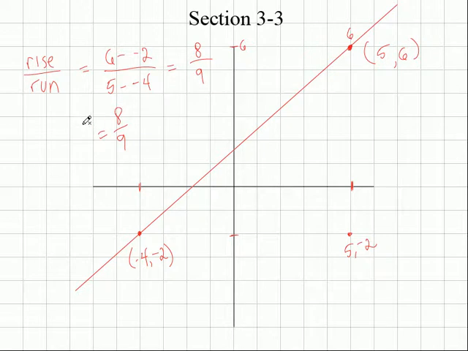M. Did you remember that? Yeah. M is what slope stands for. Okay.